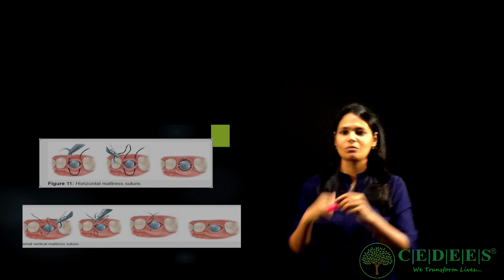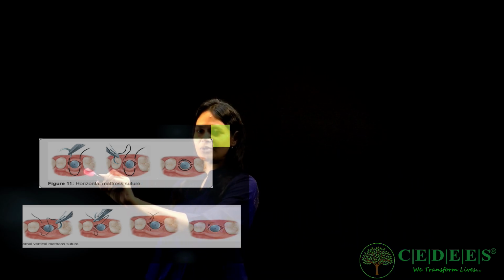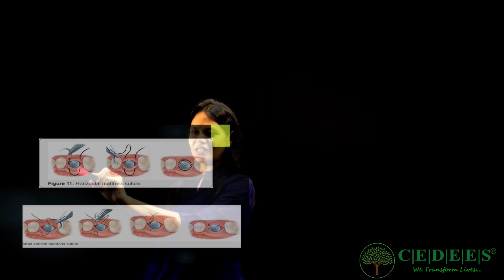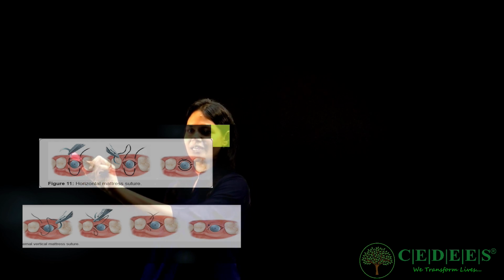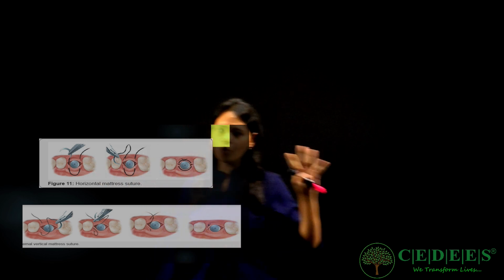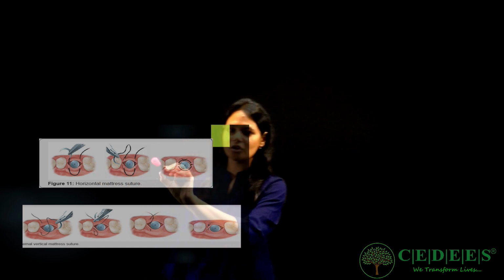So horizontal mattress. Here you can see there's a piercing over here. Then they go here, go to the other side, and too. So there will be 4 points for a single suture. This is your horizontal mattress suture.